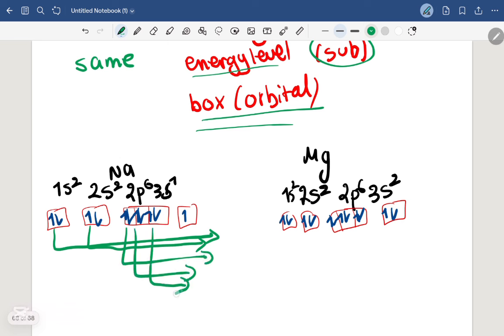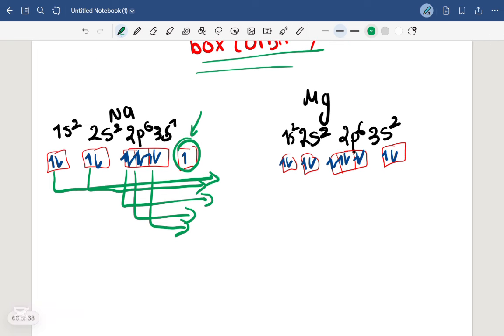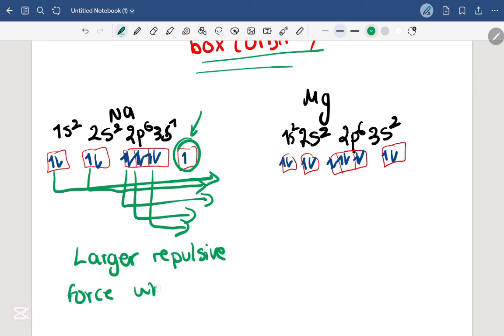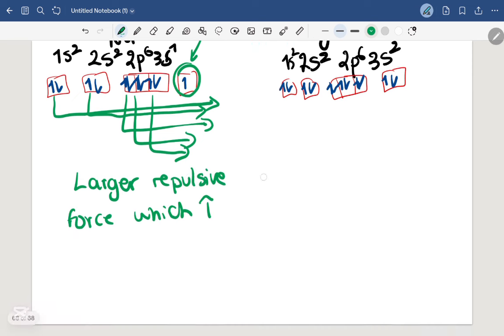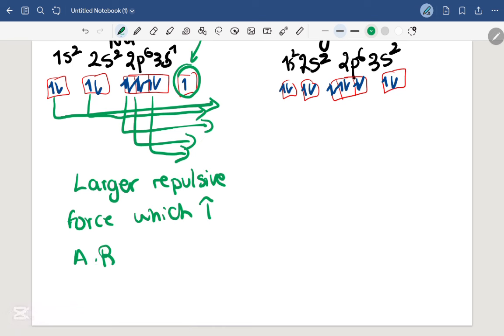And a paired one. And all of these will have a force effect on what? A force effect on the single unpaired electron. And this will result in what? This will result in a larger repulsive force, which increases atomic radius.